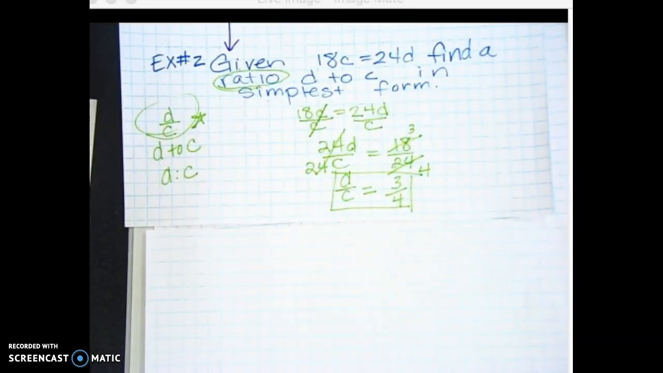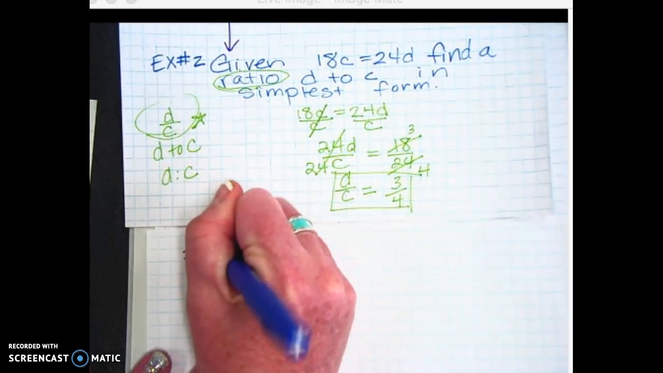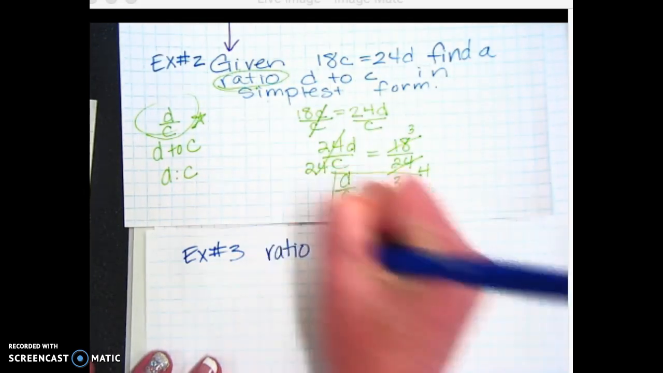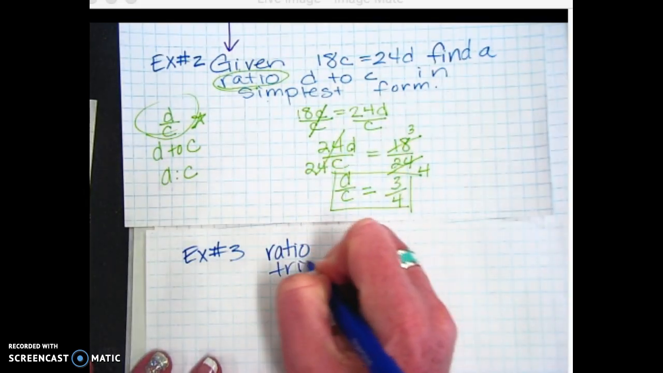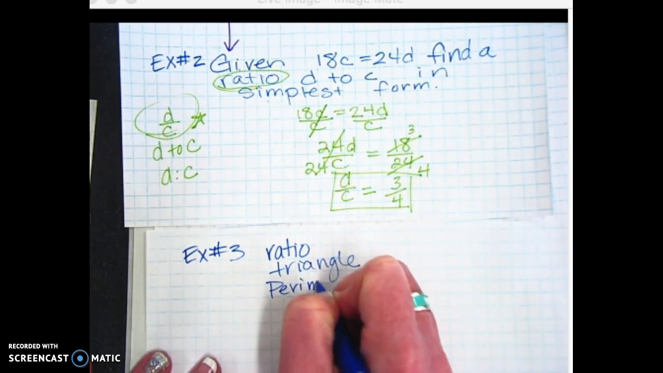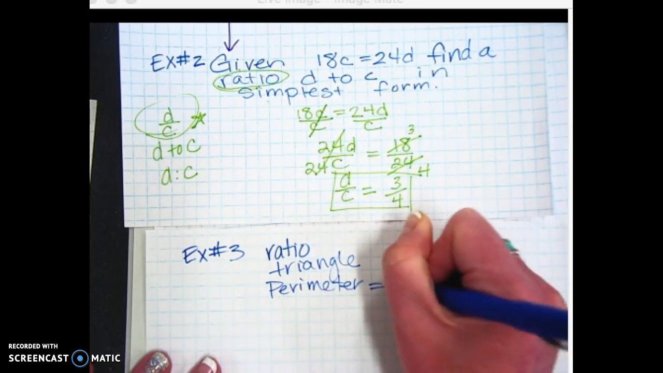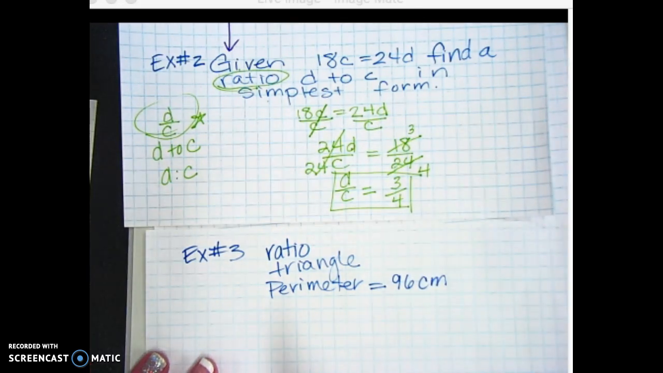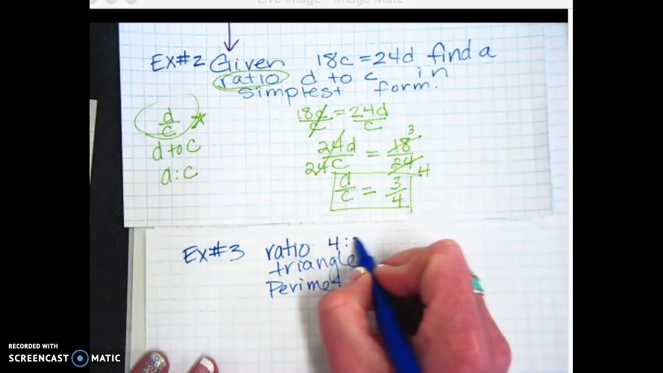We have one more problem. Example number 3. I'm going to move this up. You'll see it in just a second. There it is. All right. Example number 3. You're going to be asked to find the ratio of a triangle that has a perimeter of 96 centimeters. Okay? And then it's going to tell you that it has a ratio of 4 to 7 to 5.